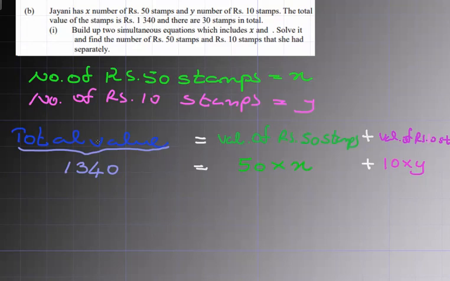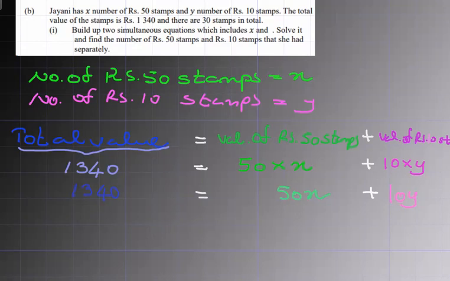Now, since it's the total, you put the addition sign and value of 10 rupee stamps. How would we find it? 10 times the number of 10 rupee stamps she has. What is it? It's Y. So it's 10 times Y. So now what do we have? We have 1340 equals. What is 50 times X? That's 50X. Plus, what's 10 times Y? That's 10Y. All right, so we formed the first equation.